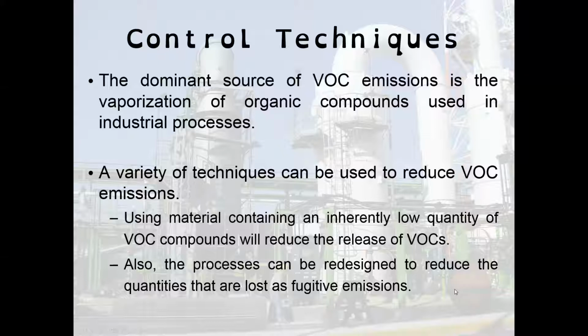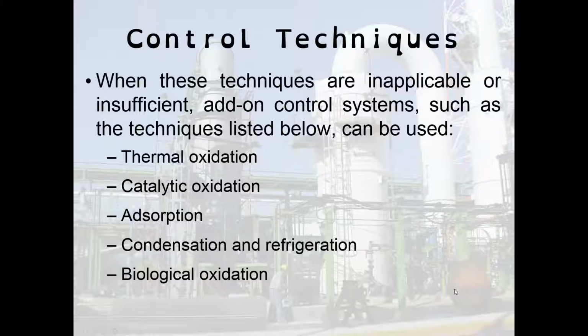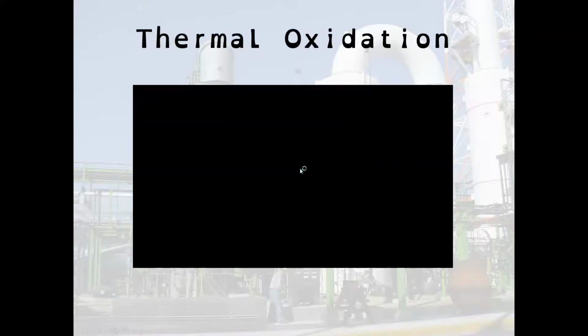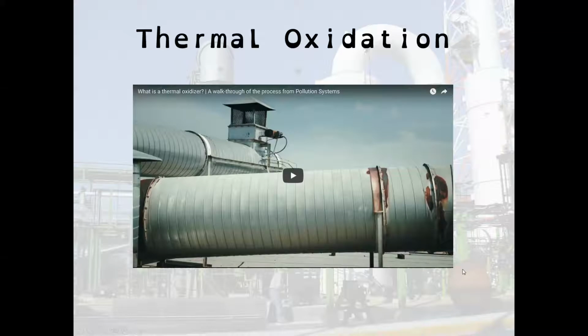Now, when we talk about the equipment, there are about 5 primary types of equipment or techniques that we can use. Today we're going to focus in on thermal oxidation. I'm going to let you pause and take a look at how thermal oxidation works by watching this video. And this video is included within the PowerPoint that I've posted online.